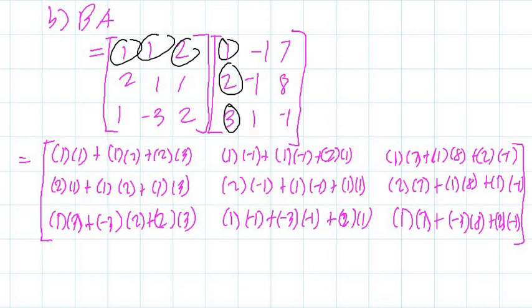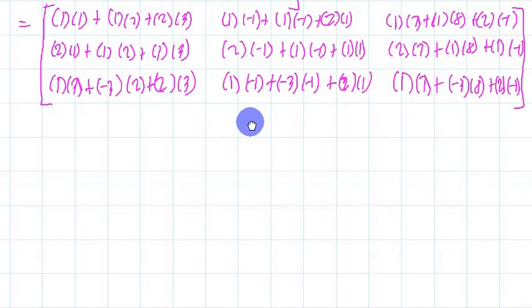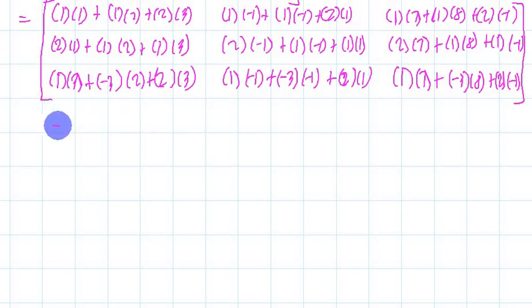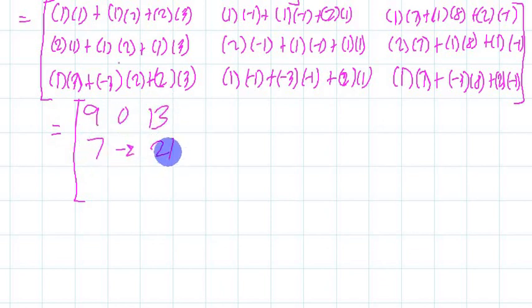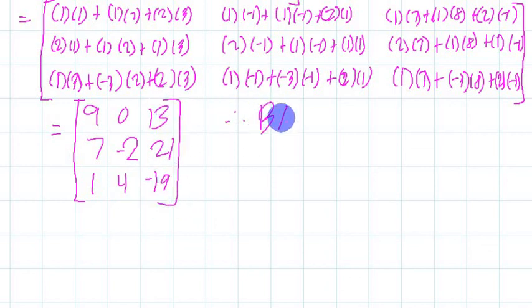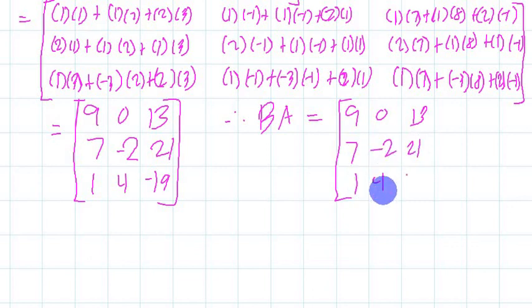So, simplifying these values, we're going to have the following matrix: 9, 0, 13, 7, negative 2, 21, and then 1, 4, negative 19. So therefore, BA is equal to this matrix that we will just rewrite: 9, 0, 13, 7, negative 2, 21, 1, 4, negative 19. And those are examples of matrix multiplication.